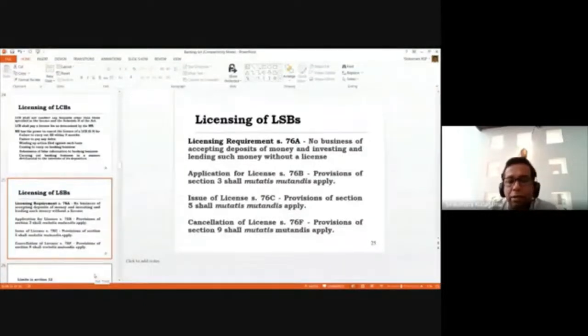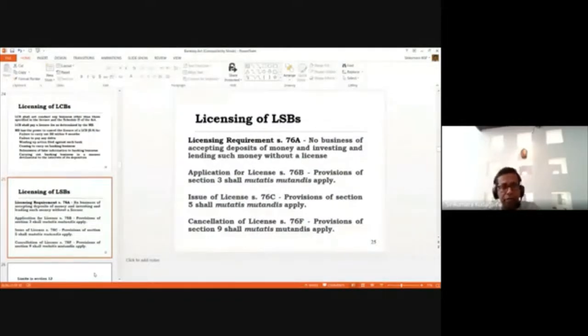For completeness, I'll use this slide as well. Licenses of LSBs, licensed specialized banks. Up to this point, I was referring to licensed commercial banks. LSBs also need to be licensed, but it is not covered under Section 2 of the Banking Act, because this amendment came in later on in 1995, which recognized the existence of licensed specialized banks in Sri Lanka. So there are corresponding provisions. Section 76A requires that no business of accepting deposits of money and investing and lending such money can be done in Sri Lanka without a license issued by the Monetary Board.